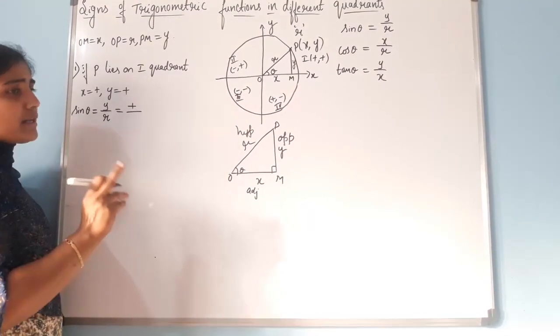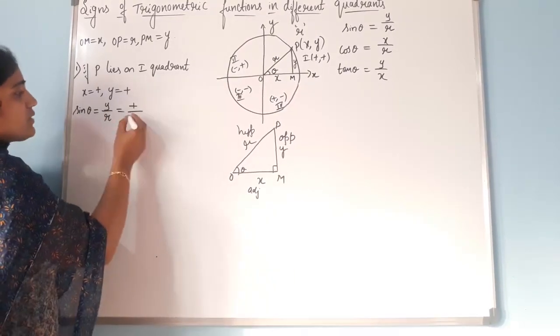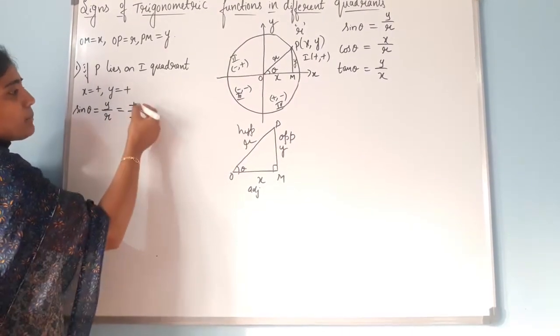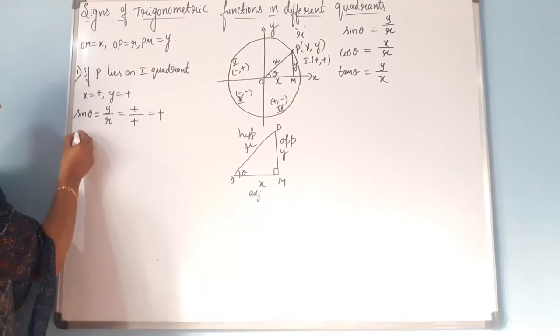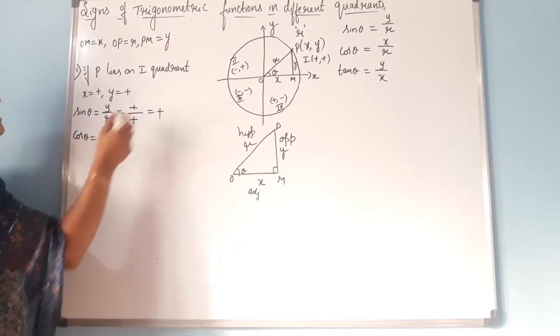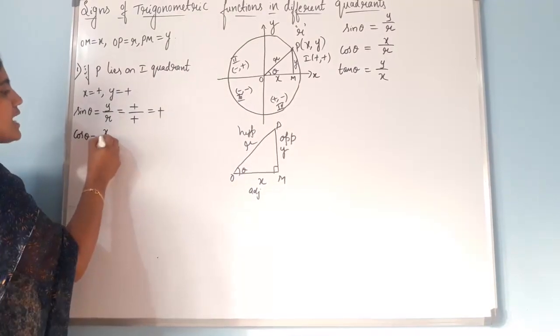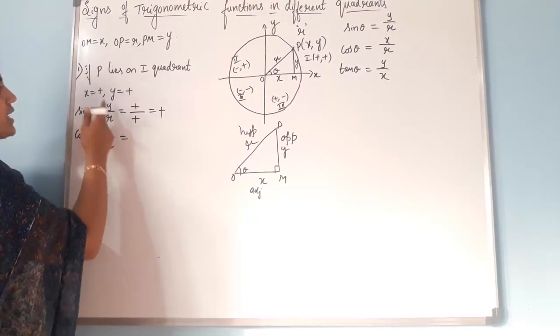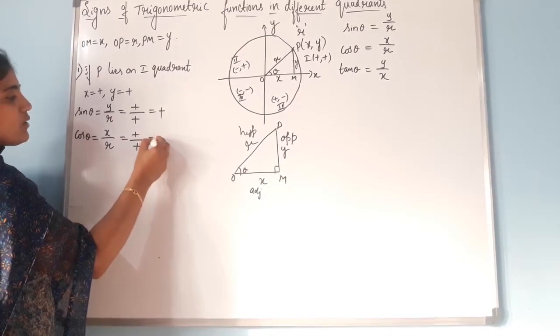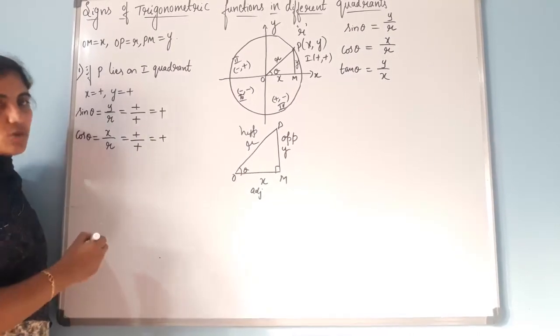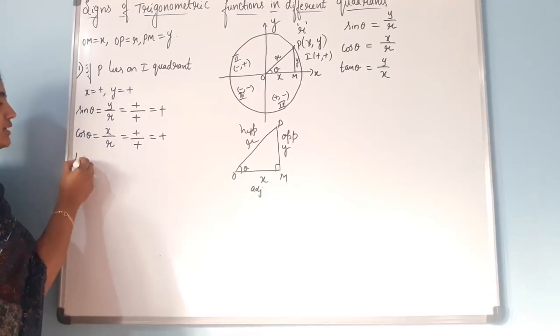ಇದು ನೆನಪಲ್ಲಿರಲಿ, radius is always positive, therefore R is plus. See here, plus by plus means we get plus only. Okay, so let us move to the cos theta. Cos theta is equal to, what is the definition of cos? X by R. So here in first quadrant X is positive, radius is always positive, plus by plus means we get plus only.